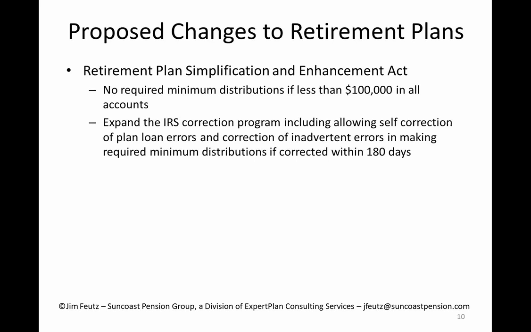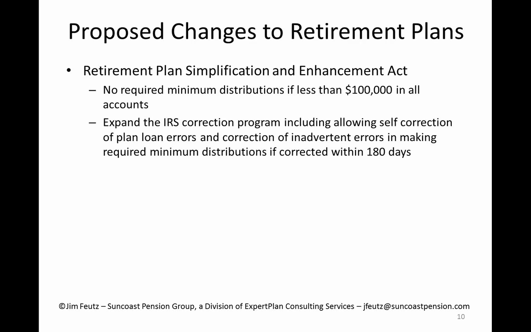One other nice provision of this is that IRS has a correction program where, if you make a mistake in administering a plan or in the operation of the plan, you can fix it through their correction program. Many things can be self-corrected. Well, a couple of the things that currently can't be self-corrected they would allow to be self-corrected. Like if you make an error on a plan loan, you have to apply to IRS under the voluntary compliance program, which can run a couple thousand just to prepare the documents and everything.